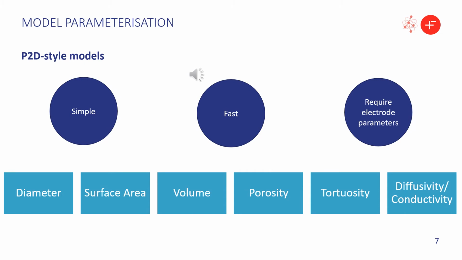Model parameterization. The segmented data can be quantified for P2D style models. These models are relatively simple and fast to run. However, they require specific parameters from the electrode to operate. Post-segmentation, some of these parameters can be calculated, as shown below, giving an average value for the electrode, which can then be fed into the model.